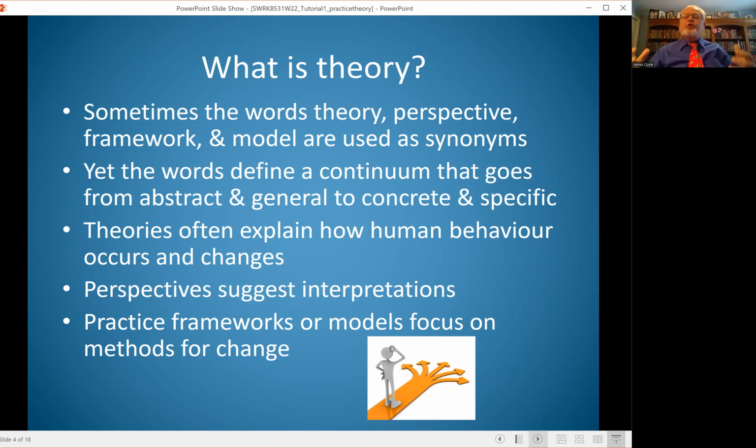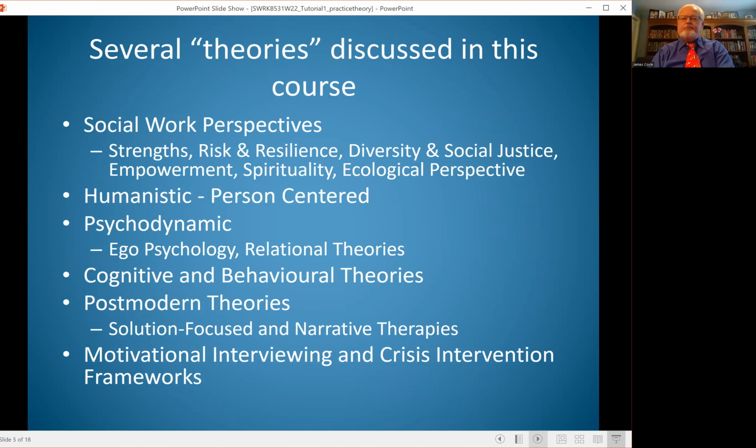Perspectives suggest interpretations that we use in order to understand that and to recognize what's important in providing meaning for that. Practice frameworks or models focus on the specific methods, and these are the more concrete things that we do when we're trying to help people.